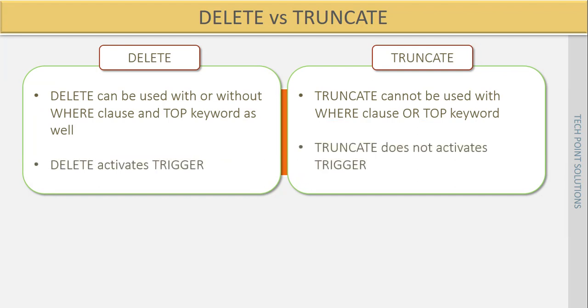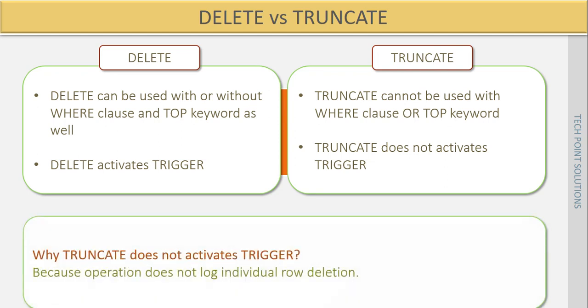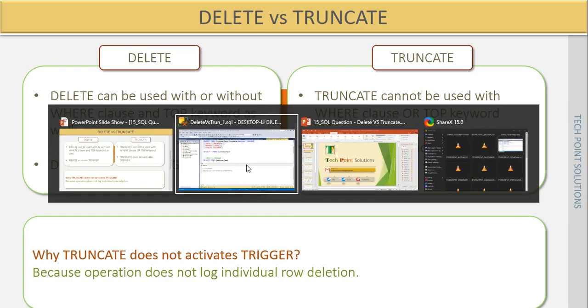So let me insert some more data here for the next example. Delete activates the trigger, truncate does not activate the trigger. Why does truncate not activate the trigger? Because in the case of truncate, the operation does not log individual row deletion. That is why truncate does not activate the trigger. Let me show you an example here.